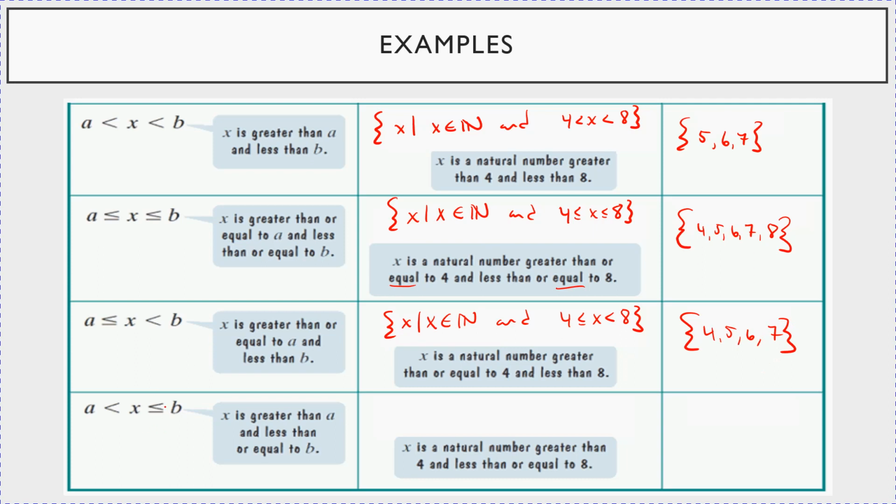Now here, this is a greater than and then a less than or equal to. So x is a natural number greater than 4 but less than or equal to 8. So x such that x is an element of the natural numbers, and it's greater than 4 but less than or equal to 8. It can't include 4, but it can include 8. So it would be the numbers 5, 6, 7, or 8.